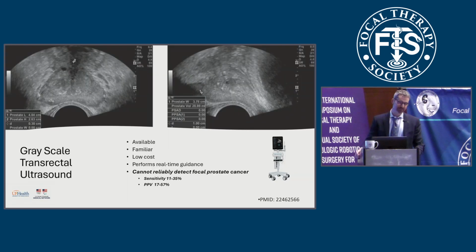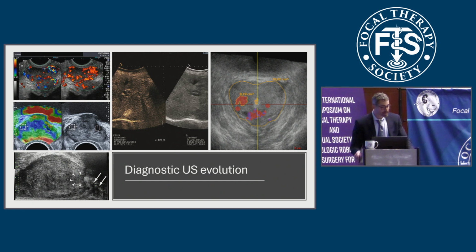But if we compare this to grayscale ultrasound, this is available, it's familiar, it's low cost. The problem is we can't reliably detect prostate cancer with it. We can't reliably use this as a marker of treatment success. I think we've come a long way in terms of the evolution of ultrasound. You can see here we have Doppler. In the middle, we have contrast-enhanced ultrasound, histoscanning on the far right. Elastography is the cool one with different shades of blue and green, and that looks at mechanical and shear stress to the prostate. And then we just presented micro-ultrasound.